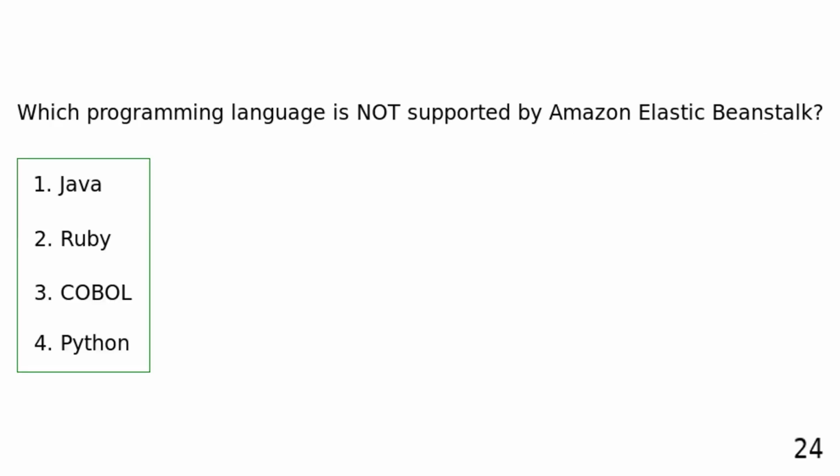Which programming language is not supported by Amazon Elastic Beanstalk? Java, Ruby, COBOL, Python. Amazon Elastic Beanstalk supports Java, Python, Ruby, and other modern programming languages but does not support COBOL.